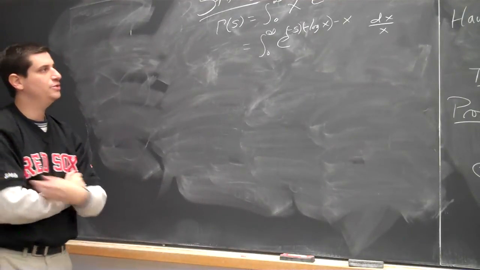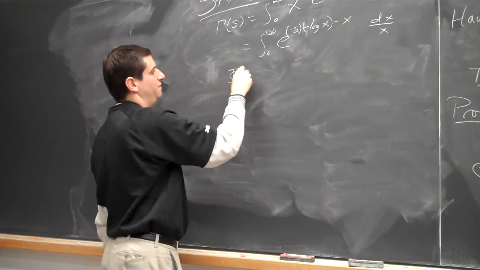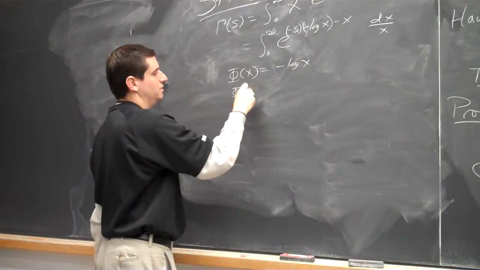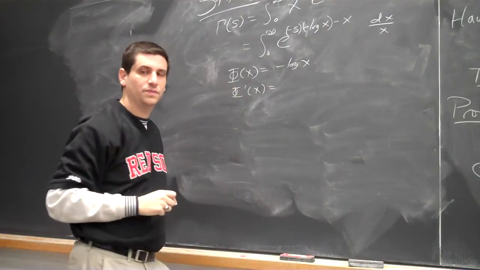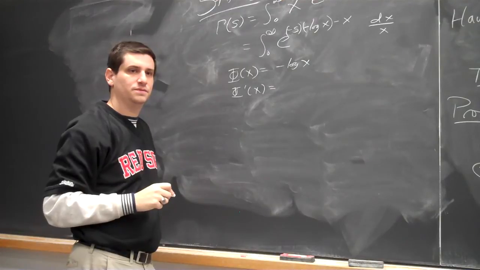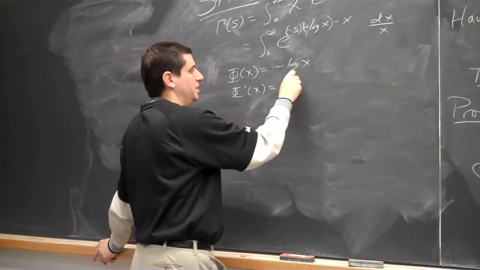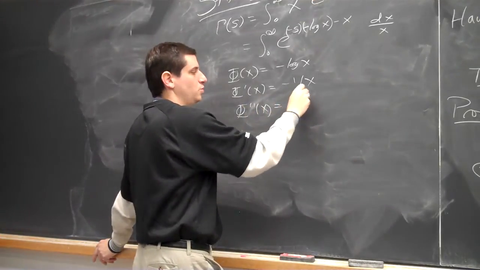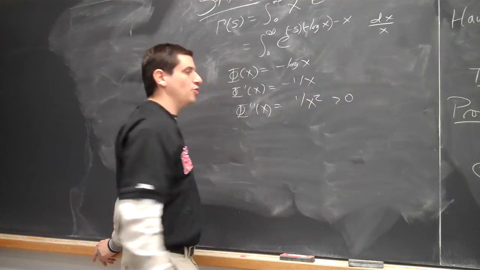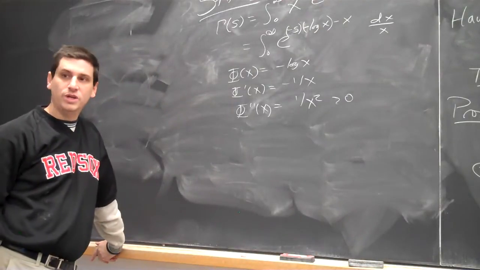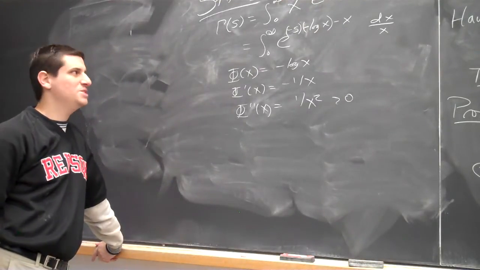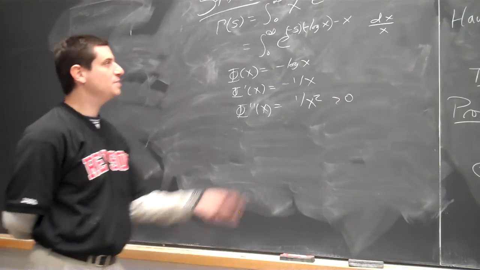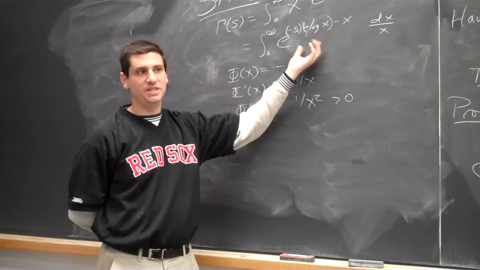The problem is if we do that, phi of x is minus log x. What's phi prime of x? Negative 1 over x. Phi double prime of x is 1 over x squared. Hey, that's always greater than 0 in the region we care about. That's good. What's bad? It doesn't have a 0.